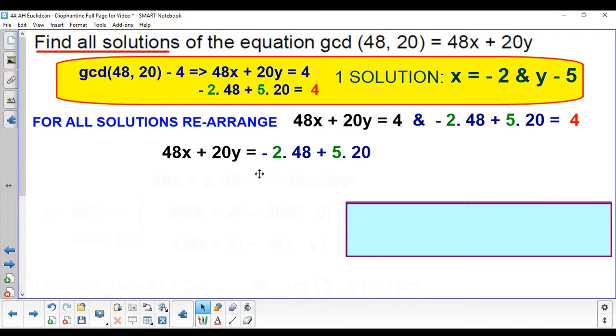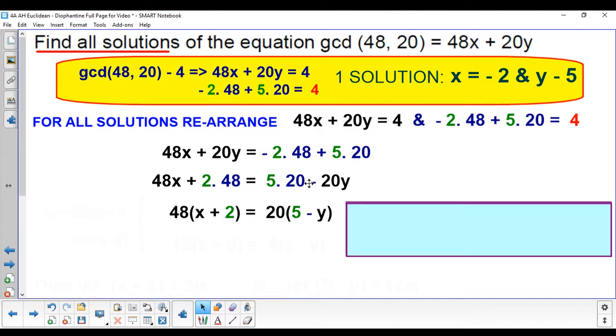What we're going to do is bring the 48s together, so we get x's with something together, and we get the y's all together on the other side. When I say that, there are no x's to collect, but we get the 48s together, so we can represent the x in terms of 48. Pull out the common factor, and you get x plus 2. Pull out the common factor of 20, and you get 5 take y.